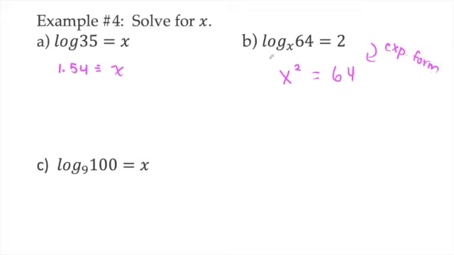Okay, and then you're going to just figure out x by taking the square root. So x is equal to 8. So if you did log 8 of 64 is equal to 2, and we solved it exponentially, you would get an answer of x equals 8.